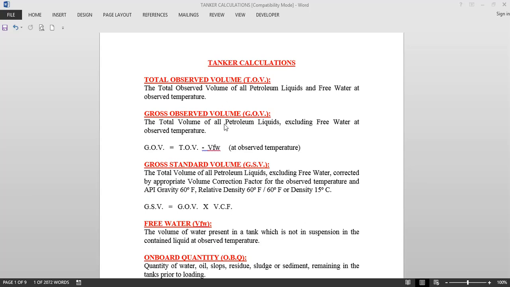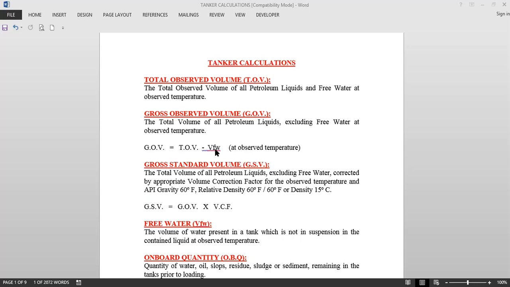Then we have the gross observed volume. The gross observed volume is equal to the total observed volume minus the volume of free water inside the tank. The total observed volume is, at the present temperature, the total contents of that cargo tank. But if you subtract the free water, that gives you the gross observed volume. So you have TOV, the total volume, and GOV, the gross observed volume, which is the TOV minus the volume of free water.